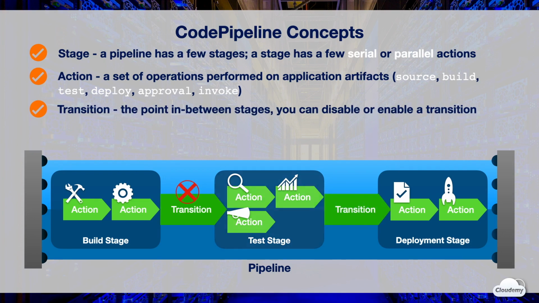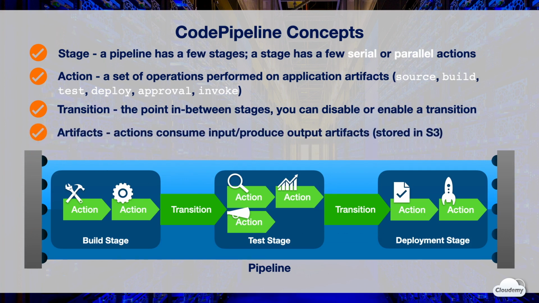You can disable the transition to prevent executions from entering the next stage, or enable the transition to allow executions to continue. When you have multiple executions at a disabled transition, only the latest execution can go to the next stage after the transition is enabled. For example, there might be multiple builds executed before the deployment stage, where the deployment stage is disabled. When you enable the deployment stage, only the latest build will be deployed.